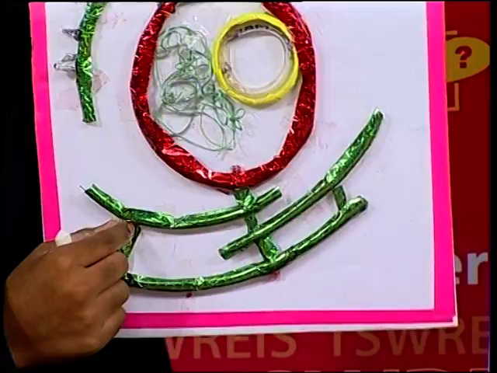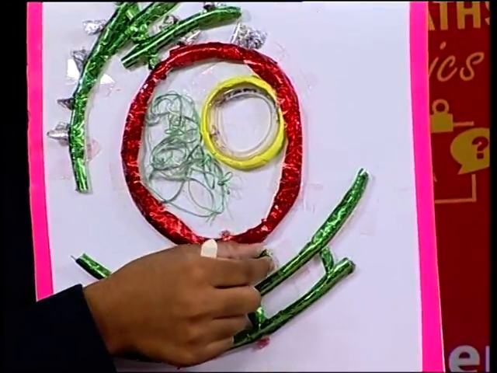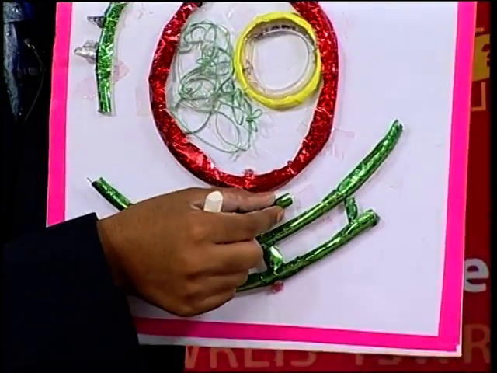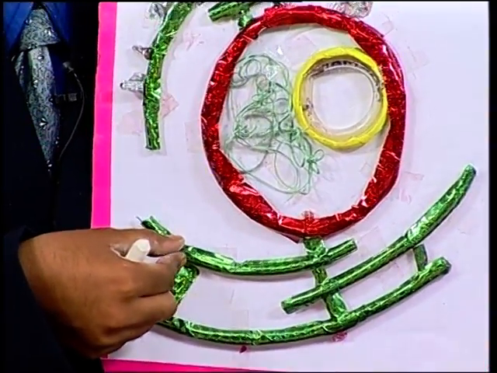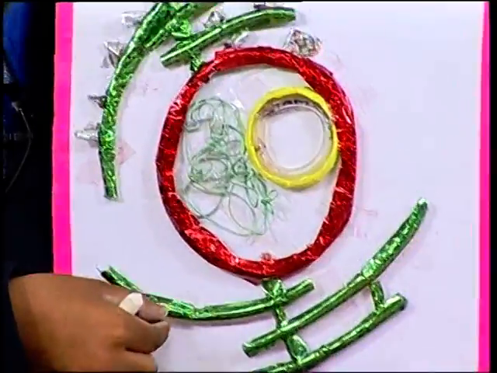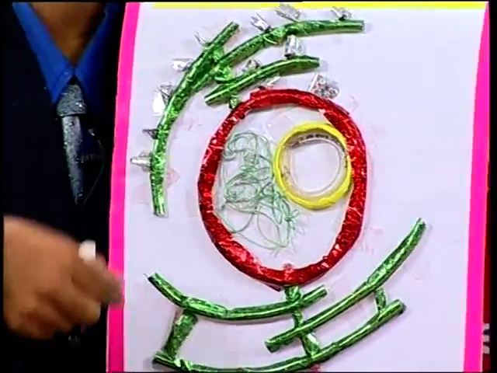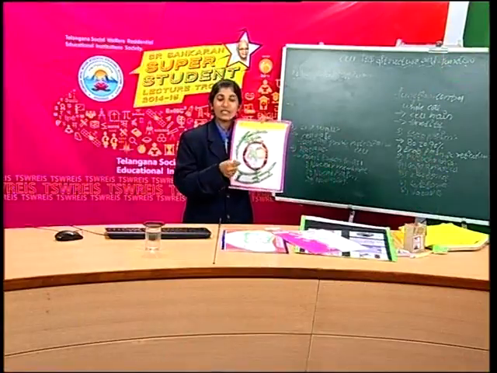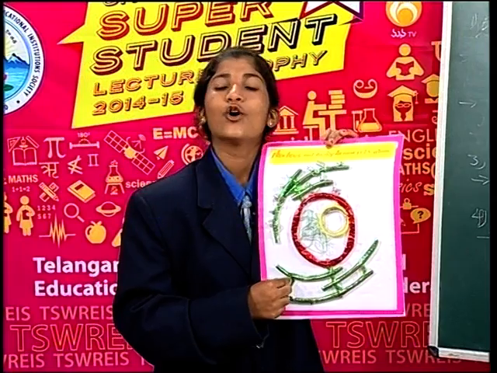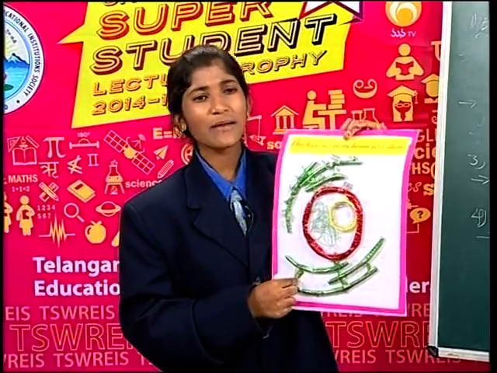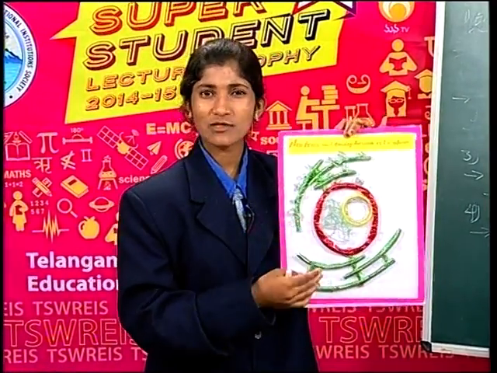What is it? Tubules. These endoplasmic reticulum consist of sac-like structures called cisternae, and these cisternae are connected with tube-like structures called tubules. Okay, these two are endoplasmic reticulum.